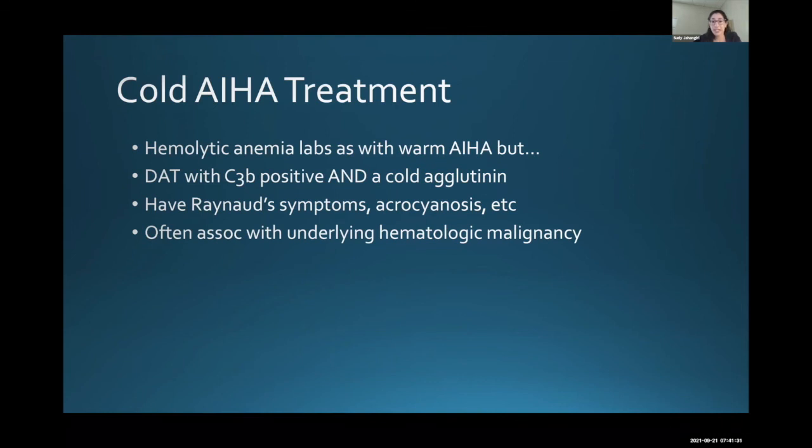Cold autoimmune hemolytic anemia, we'll just briefly touch on. The labs are going to look very similar to the warm autoimmune hemolytic anemia, but the direct antibody test will be positive for complement, IgM, and cold agglutinins. These patients can have Raynaud symptoms that are a little more specific to the cold version. This is going to occur on the hands and feet, but can also occur in the nose, ears, even around the mouth, and can be really pretty prominent. This is also associated with underlying malignancies, even more so than the warm version. So really important to check for those when you diagnose cold autoimmune hemolytic anemia.